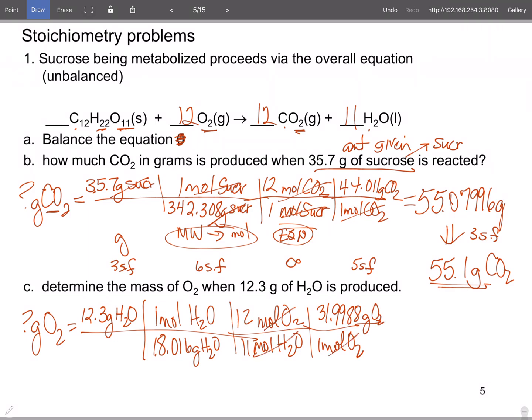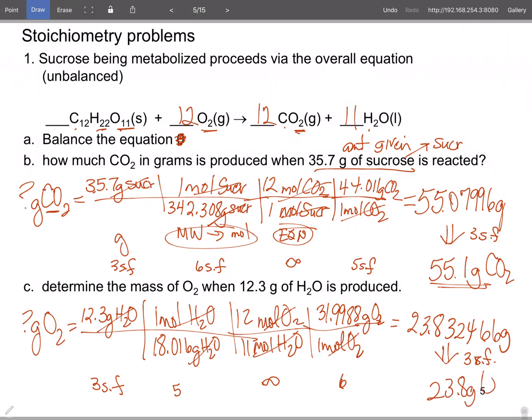Now, if you canceled as you went, which I should have done, you end up with 23.832466 grams. And again, looking at it significant figure wise, we have 3 significant figures, 5, infinitely many, 2, 4, 6. So we're going to report it in the smallest. So it's 3 significant figures. So it's 23.8 grams of O2.